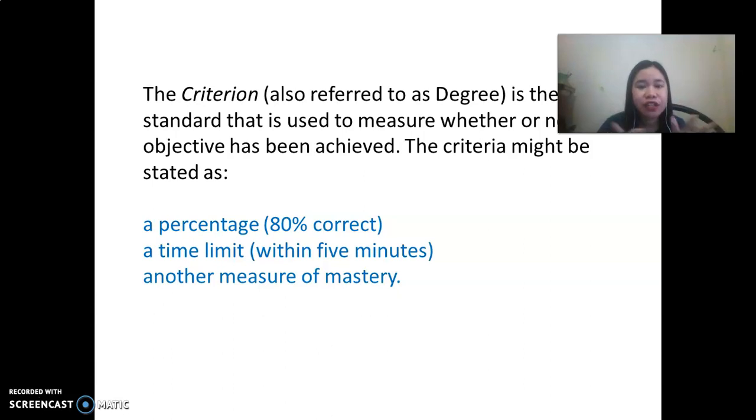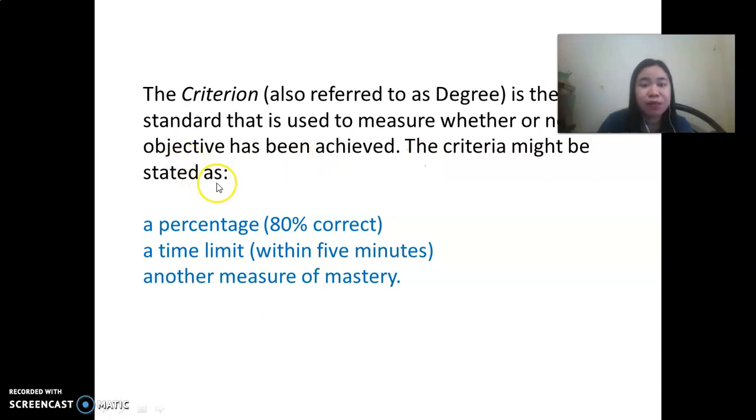Okay, criterion is also referred to as the degree. So, ano ba yung criterion? Ito kumbaga yung standards na dapat ma-meet ng isang estudyante. Okay? So, criterion is the standard that is used to measure whether or not the objective has been achieved.